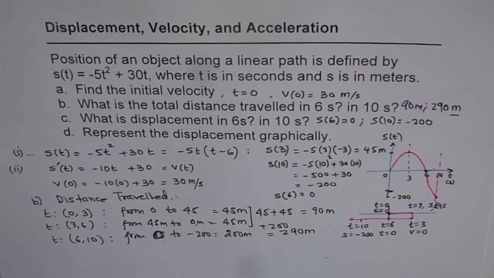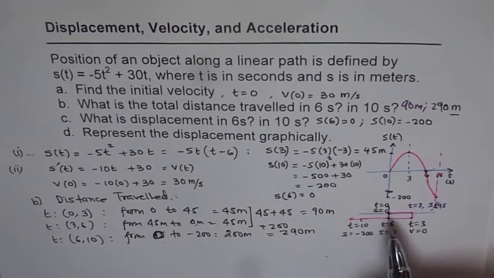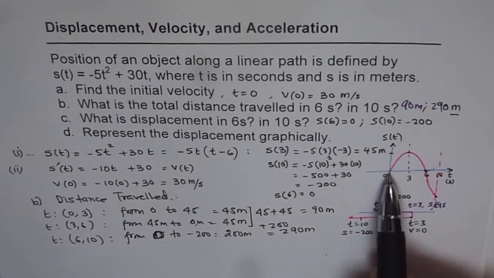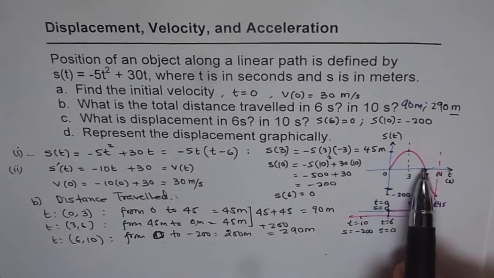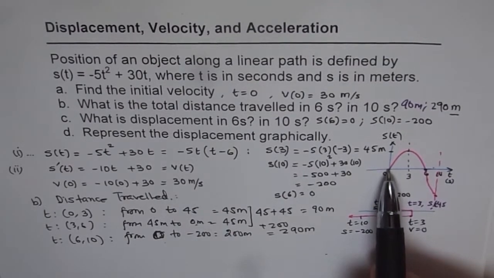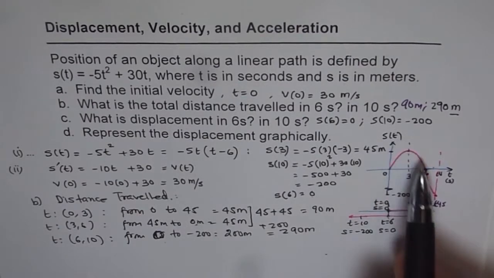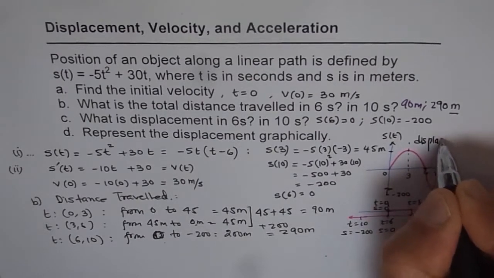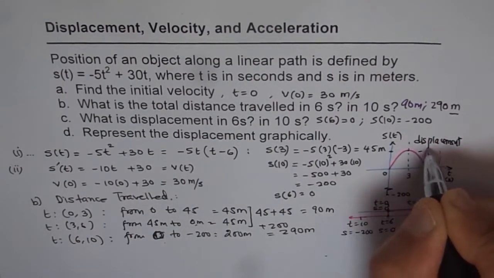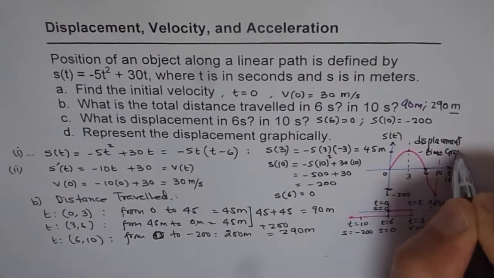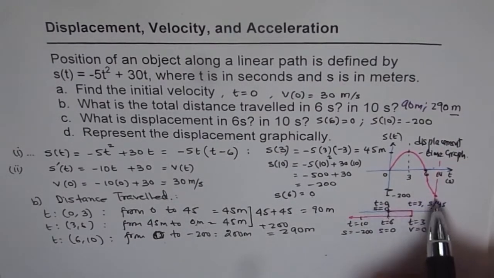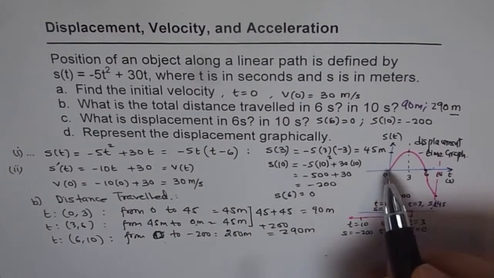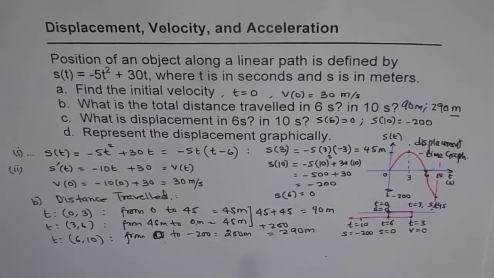Now you can appreciate that these two things, distance traveled and displacement, are very, very different things altogether, right? So in 6 seconds, what you note is displacement is 0. This graph clearly shows you displacement. You started from initial point 0 and your displacement is 0. So this is your displacement time graph. Is it okay? So from here you can read displacement. At t equals 10, displacement is minus 200. At t equals 3, displacement is 45 meters, correct?